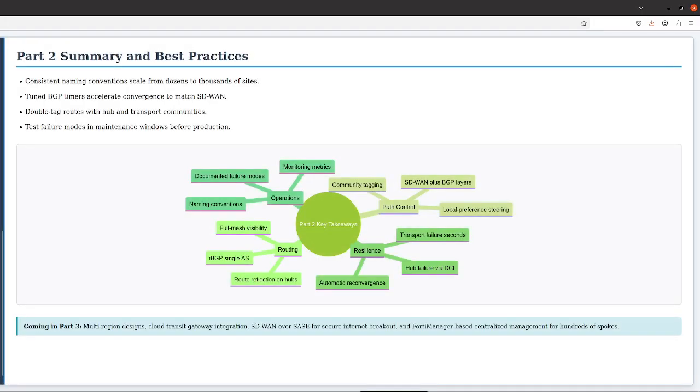Operational Best Practices Summary. Let me close Part 2 with a set of operational best practices distilled from running multi-hub SD-WAN in real production environments. First, always use a consistent naming convention for tunnels, zones, and route maps. We used names like H1_MPLS and overlay_MPLS throughout. Consistent naming makes configurations readable, scripts reusable, and operations at scale manageable. Avoid one-off names for specific sites because they do not scale.